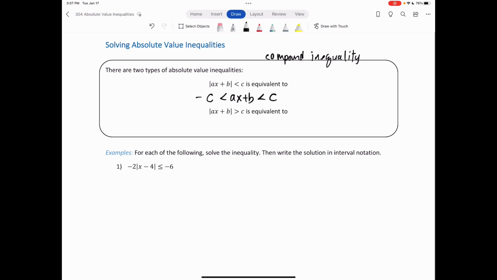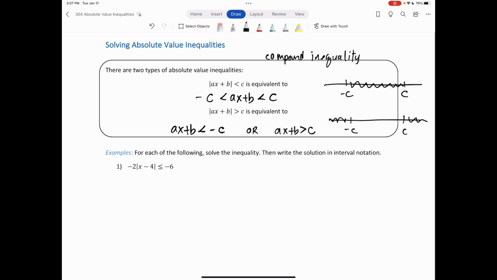If we want the absolute value to be bigger than c, then that means on the number line, we have c and we have negative c, and we want the stuff out here. So we want ax plus b to be smaller than negative c, or ax plus b to be bigger than positive c. Whereas in this one, we wanted all the stuff squished between negative c and c. So if you remember, we did these compound inequalities, we solved both types.